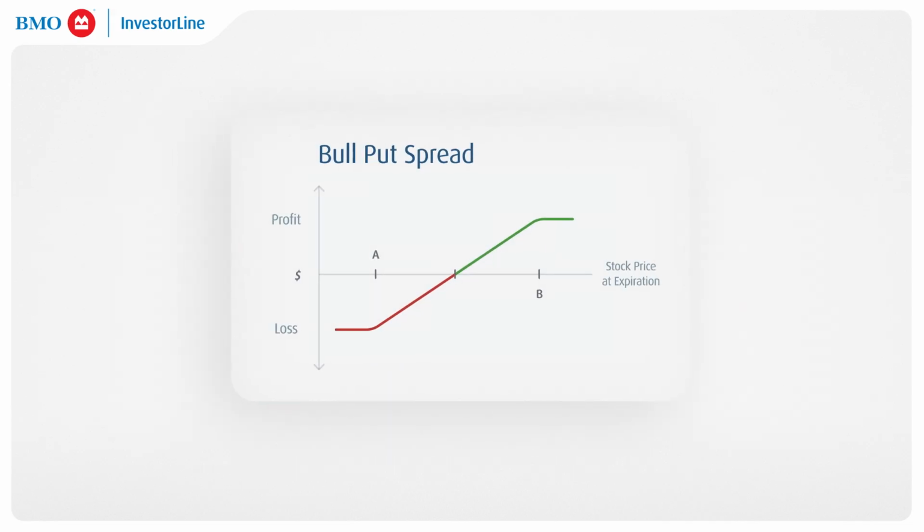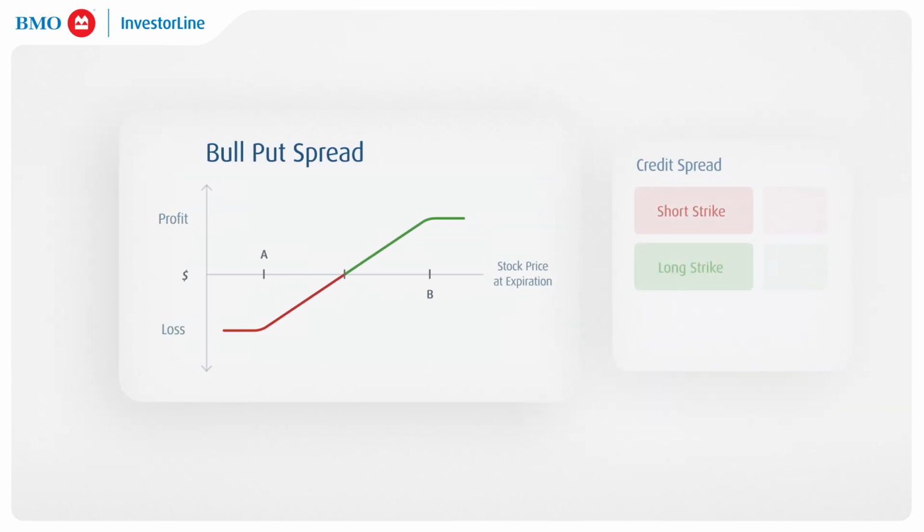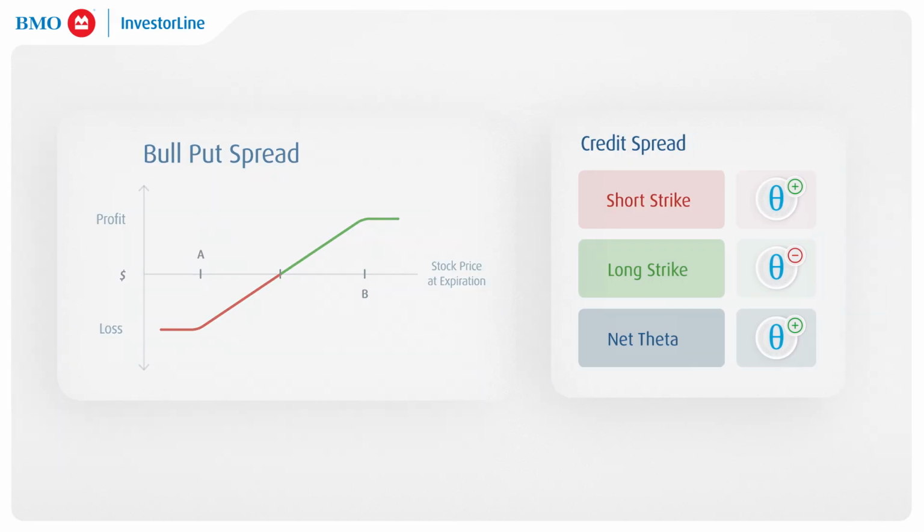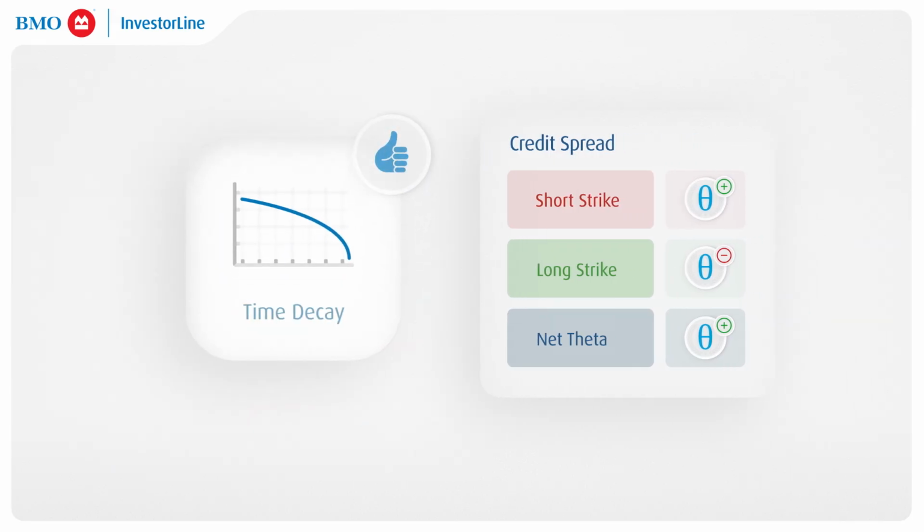A multi-leg strategy, such as a credit spread, is a good example of this. In a credit spread, the short strike is typically closer to at the money than the long strike. As a result, the short strike carries a higher positive theta, while the long strike carries a lower negative theta. This creates a net positive theta for the strategy, indicating that time decay is working in its favor. Assuming all other factors remain equal, the position will gradually erode in value by the amount of the net theta.